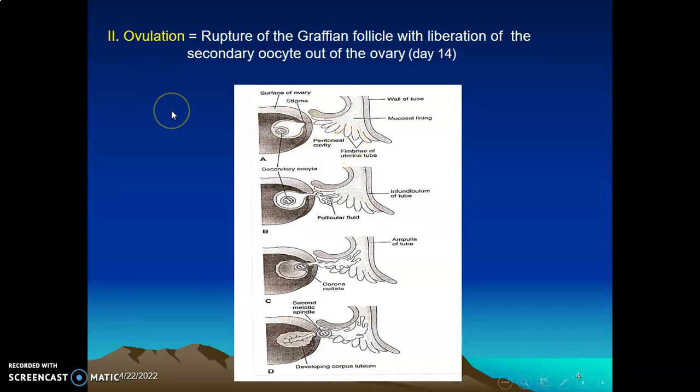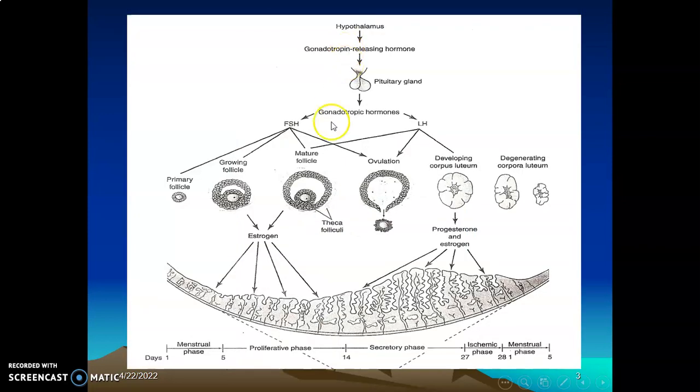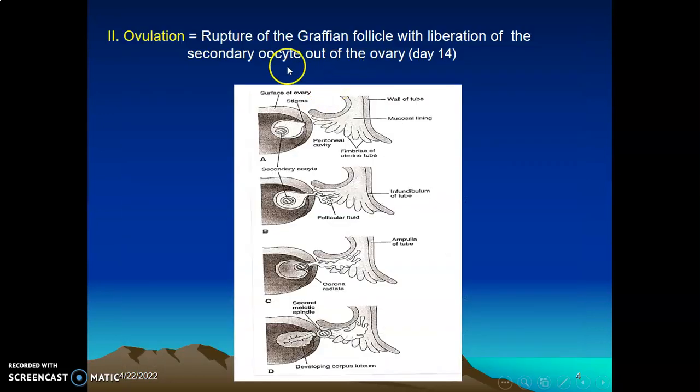After the follicular phase, we go to the ovulation phase. Ovulation is all about the Graafian follicle, which has accumulated fluid. You can see here you have an antrum with liquor folliculi, and this fluid builds up. Because of that pressure in the mature follicle, eventually the ovum will be released together with its corona radiata, and that's what we call ovulation.